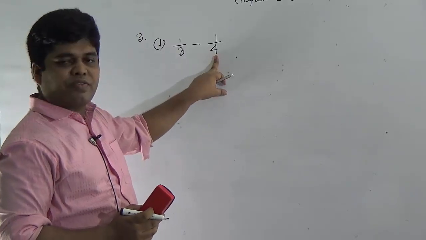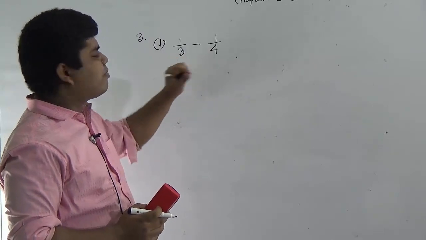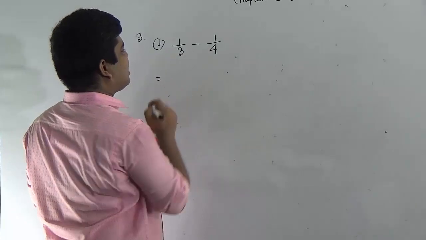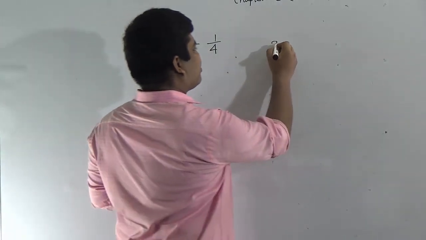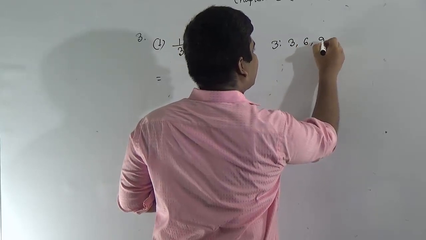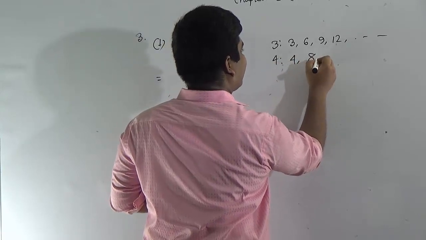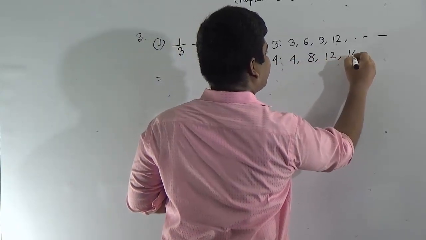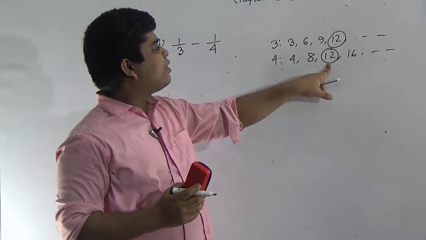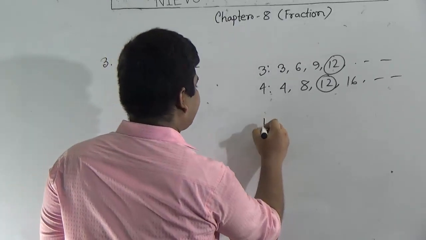Here 3 and 4 are different. So first of all we make the same denominator. What is the LCM of 3 and 4? Find out. Multiples of 3 are 3, 6, 9, 12, dot dot dot. Multiples of 4 are 4, 8, 12, 16, dot dot. Here the common multiple is 12, which is the LCM of 3 and 4. So the LCM of 3 and 4 is 12.